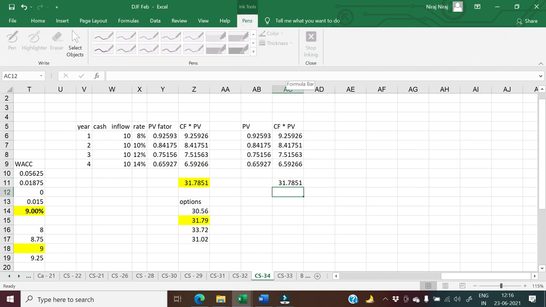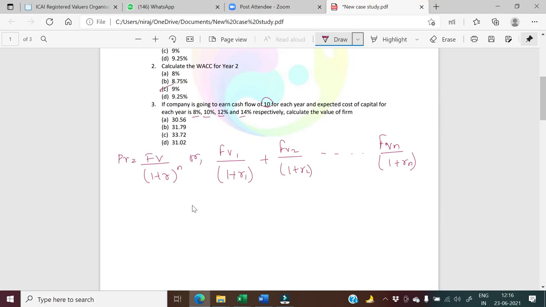Okay, how much is it coming to? 31.875. Among the options that were given to me, the nearest option that is matching is 31.79. So I will mark this as my answer. So the last part answer is 31.79.